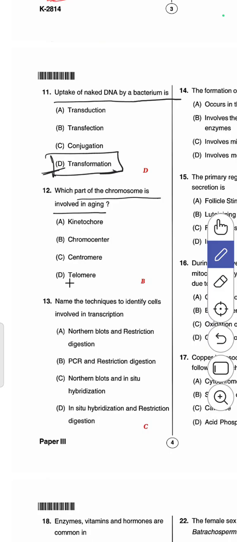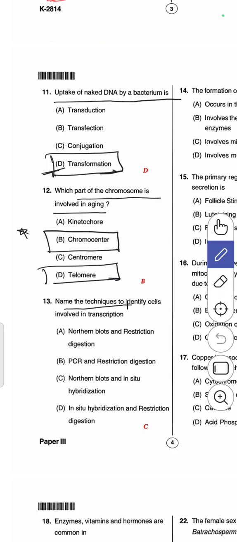Then the 12th one: which part of the chromosome is involved in aging? Aging is observed by the telomere actually. Here they have given chromocenter. Let's discuss. The telomere is also a part of this, where aging can be observed based on the telomere, as the telomere will get degenerated. So the 12th one, B, they have given, according to this, a telomere can also be a part of this one.